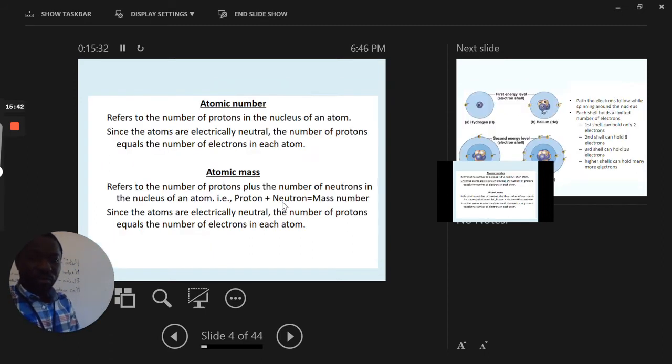Now, I've talked about atomic number. I've talked about atomic mass. Atomic mass and mass number is the same. It's just mass, okay? Atomic mass is the same thing as mass number. So anywhere you hear atomic mass, it is the same thing as mass number, okay? All right.